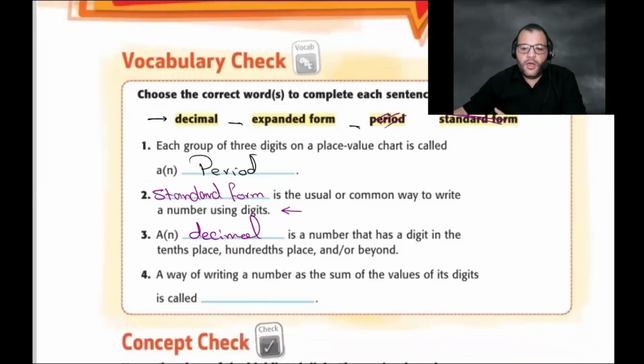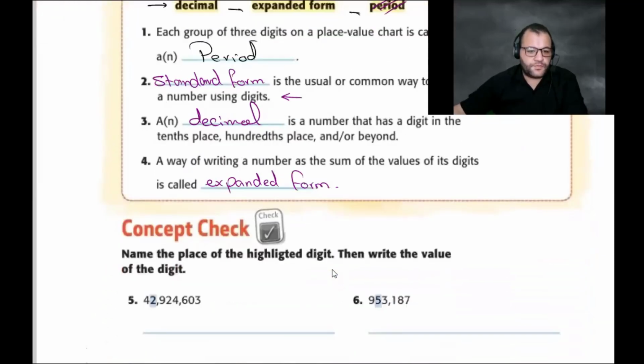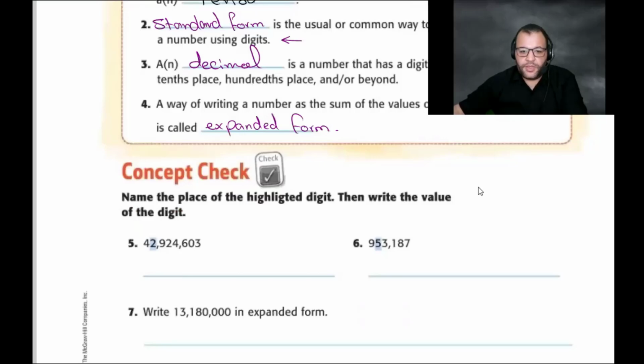Okay. Thanks. Abdurrahman, the way that we write the number as the sum of the values of the digits. The way that we write the number as an expanded form. Okay. Thanks, Abdurrahman.